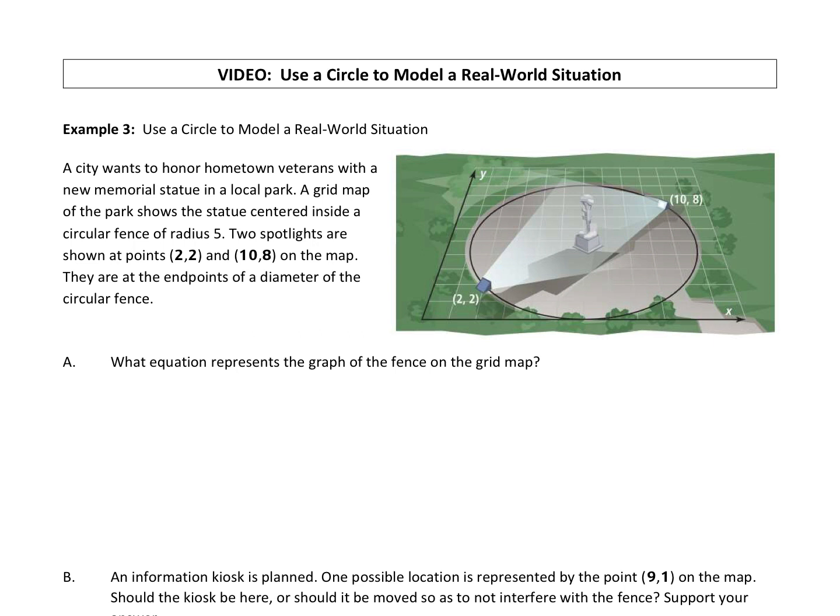So we can see in the picture, here's our statue in the center of a circular fence. And we've got spotlights. You've got one here at (2, 2) and one here at (10, 8). And they are shining lights onto this beautiful statue in this park. So what they did is they probably took a map of the park and laid a grid over it so that they can do some math to get some exact measurements on where things should go. So what equation represents the graph of the fence on the grid map?